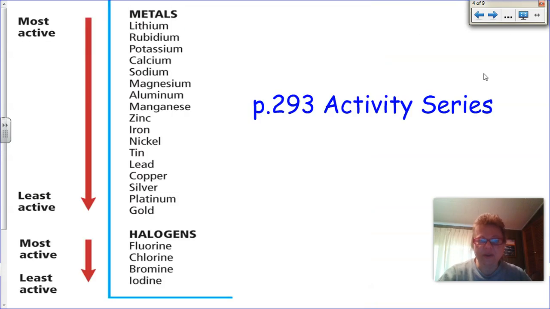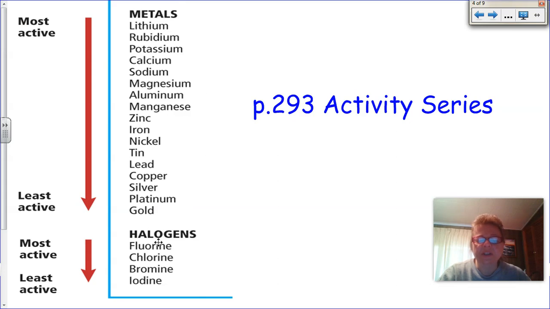So today we are going to be learning about single replacement reactions. And on page 293, you will find a table that looks just like this one. This is called an activity series. What they have done is listed under the metals here the most reactive, which they call active, metals. Lithium would be the most active or reactive. Then it would go to rubidium, potassium, calcium, on down to gold. So from the top down to the bottom, the element is becoming less reactive.